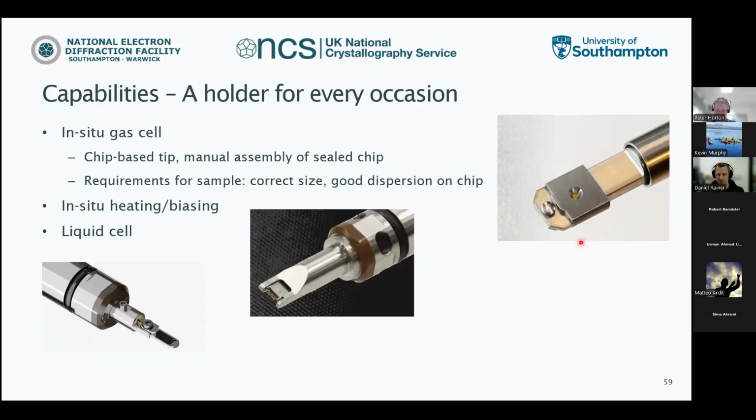And then there are additional holders, which we don't have. There's a liquid cell holder. It's again similar to the gas cell, but now in liquid, so one could possibly watch crystallization or something like this. And there are also heating and biasing holders where a current can be passed through the sample and possibly see changes due to this.